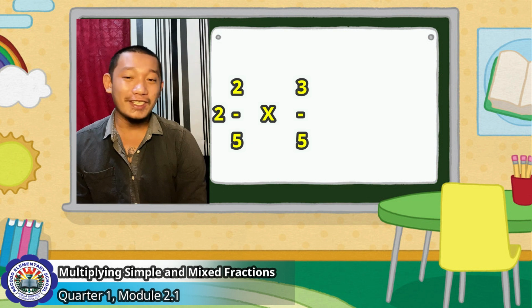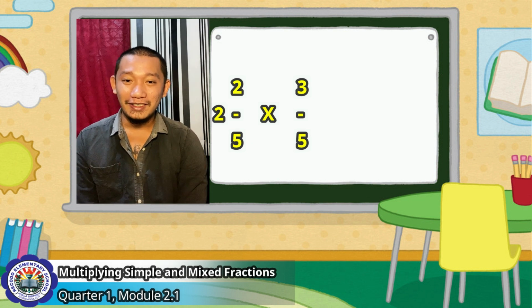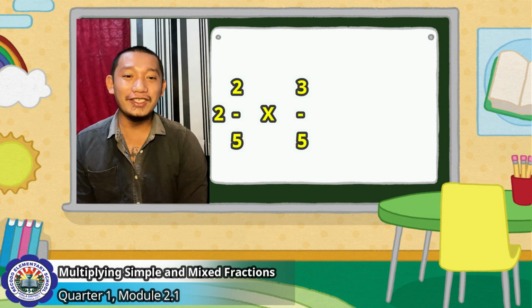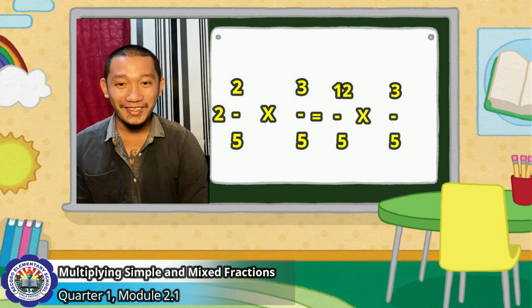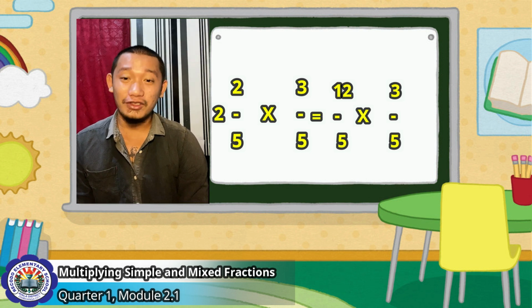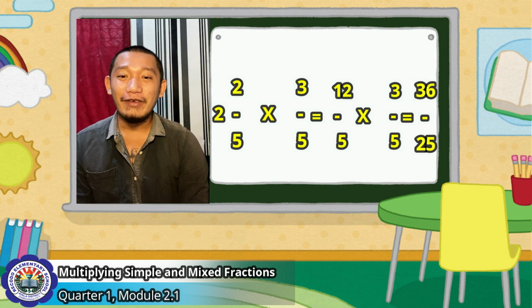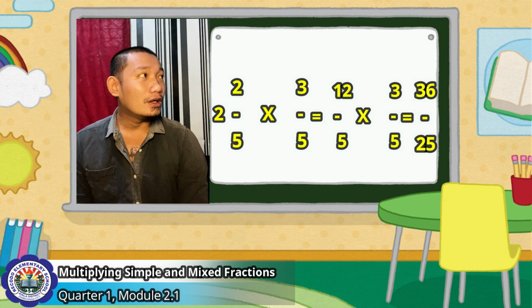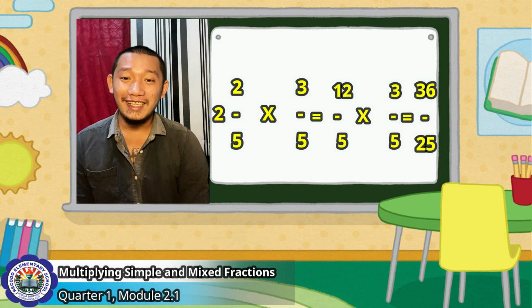Then, we will just copy the denominator. So our new fractions will be 12/5 times 3/5. Now, 12 times 3 will give us 36. And of course, 5 times 5 will give us 25. So, 36/25 is not yet in lowest terms since it is an improper fraction.